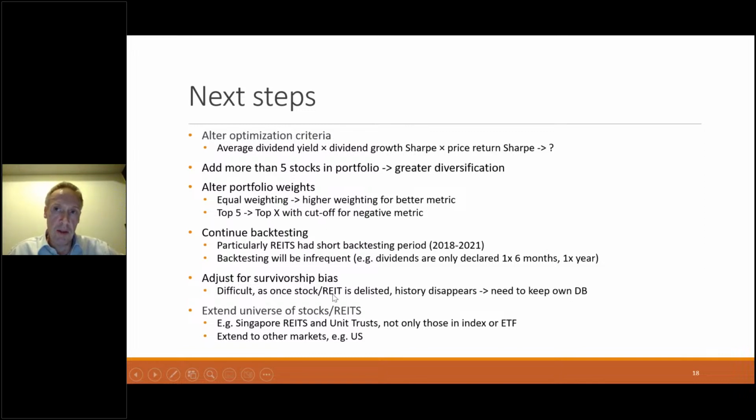a stock or REIT is delisted, the whole history disappears, and it's difficult to obtain that history, either price or dividend. So I think you need to start keeping your own database going forward, and I think extending the universe of REITs and stocks is definitely something to look into. Maybe other markets apart from the Singapore market offer easier access to dividend information. I will definitely continue to work on this project when I have time.